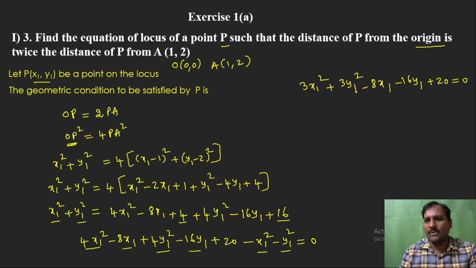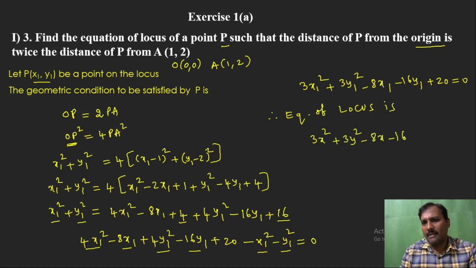Now replace x1 and y1 by x and y. You will get the equation of locus. Therefore, the equation of locus is 3x square plus 3y square minus 8x minus 16y plus 20 equal to 0.